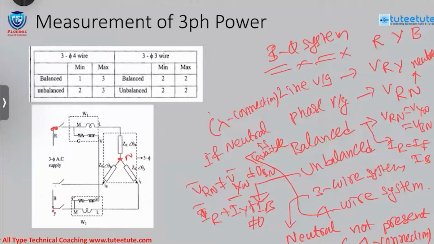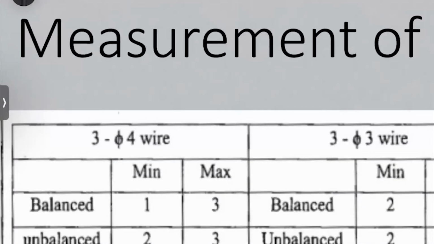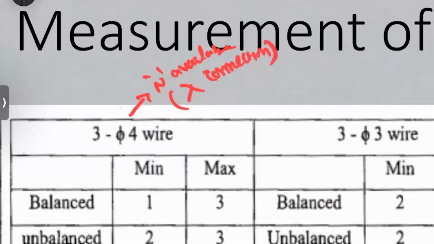To measure power in a three-phase system, first we need to see whether the system is a 3-phase 4-wire system or a 3-phase 3-wire system. What is meant by a 3-phase 4-wire system? Neutral, N, is available. That is a star connection. Wherever neutral is available, that connection is called a star connection.